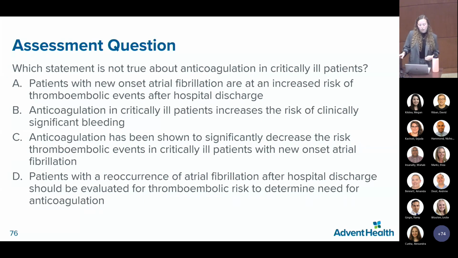C, anticoagulation has been shown to significantly decrease the risk of thromboembolic events in critically ill patients with new onset AFib. D, patients with a reoccurrence of AFib after hospital discharge should be evaluated for thromboembolic risk and to determine the need for anticoagulation.